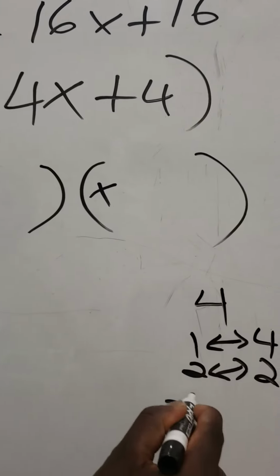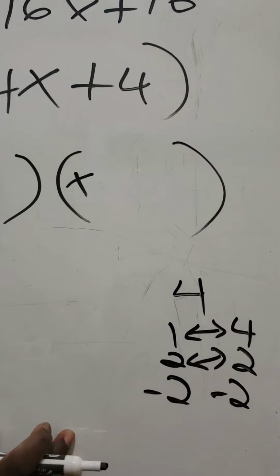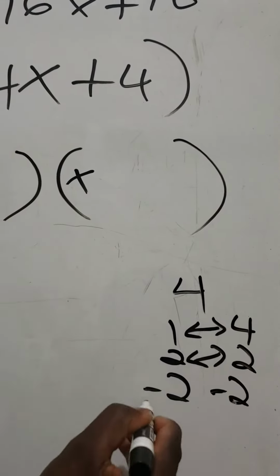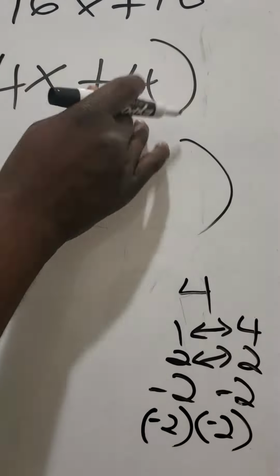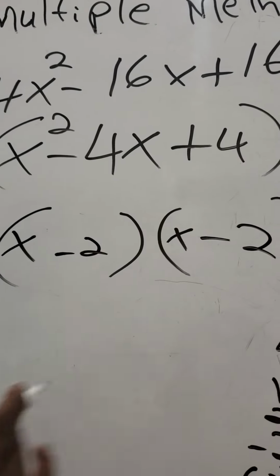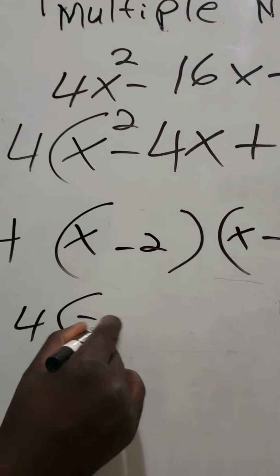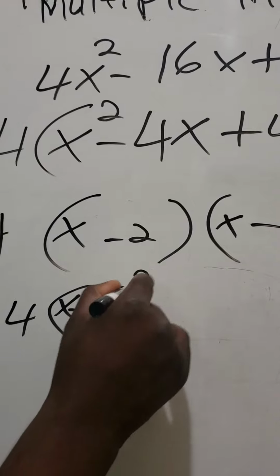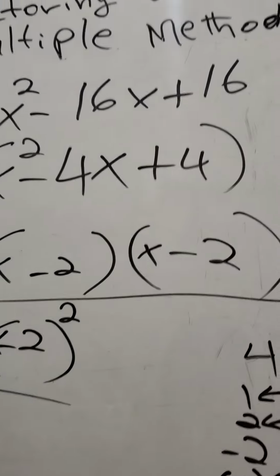Well, guess what? If you make both of those numbers, 2 and 2, negative, then you can combine negative 2 and negative 2, and it's going to give you negative 4. And if you multiply negative 2 and negative 2, it's going to give you a positive 4. So those are your numbers. So x minus 2 times x minus 2, and you're done. Or you can rewrite this as 4 times x minus 2 squared, which is the same thing as this. All right, and that's it. You're done. Thank you.